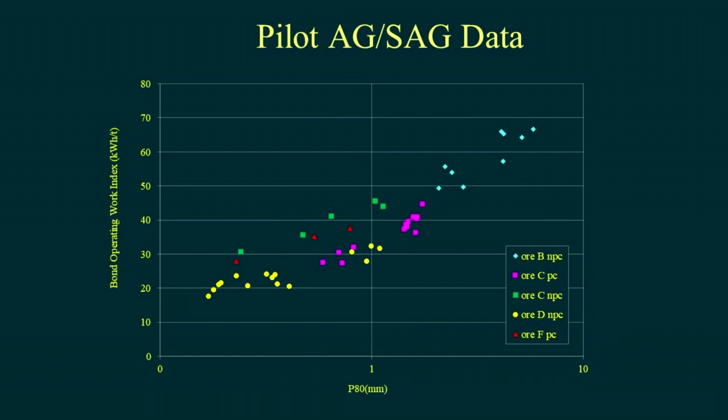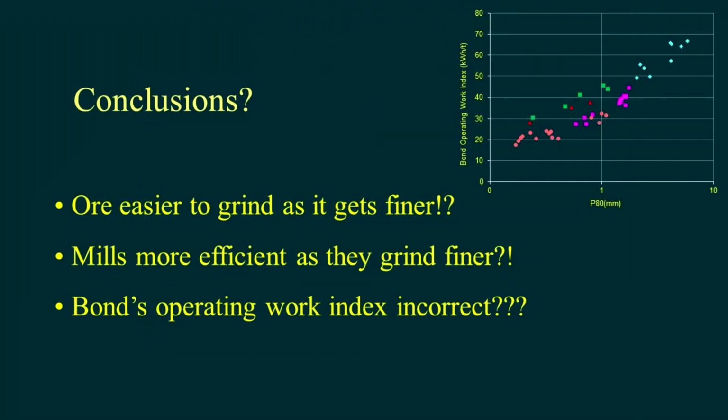So I plotted them all up against particle size. And I was shocked to see there looks to be some sort of trend there, but I could not understand why there should be a trend like that. Different ore types, I just didn't understand it. I spent some time thinking about it, and the conclusions I came to were that possibly there were three.